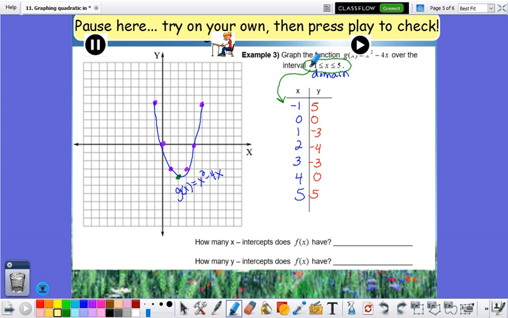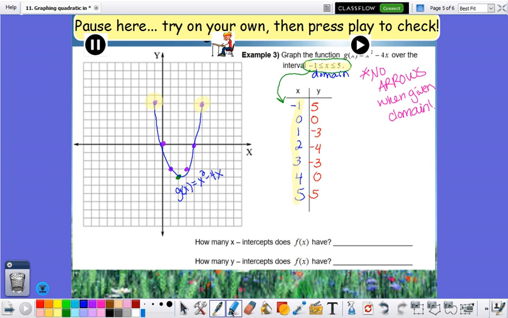Okay, let's check our answers. First, we should have placed our domain in for our x values and used our calculator to determine the output values. Okay, next up, we plot. So you should have these 7 points plotted. And then notice there are no arrows here. Please be sure that you do not use arrows when you're given a domain.